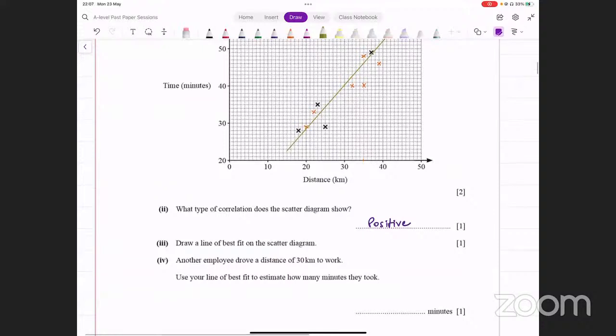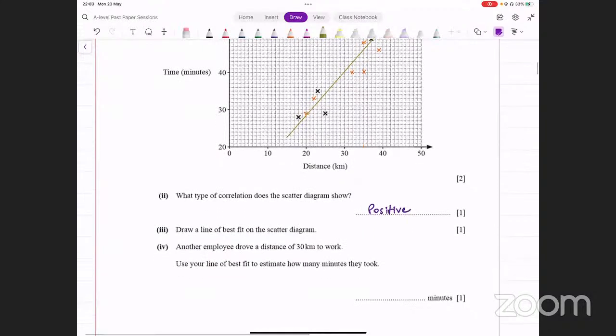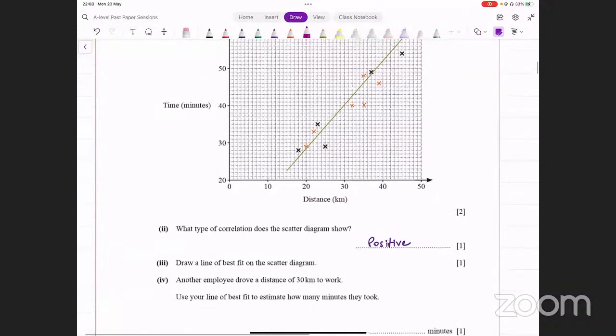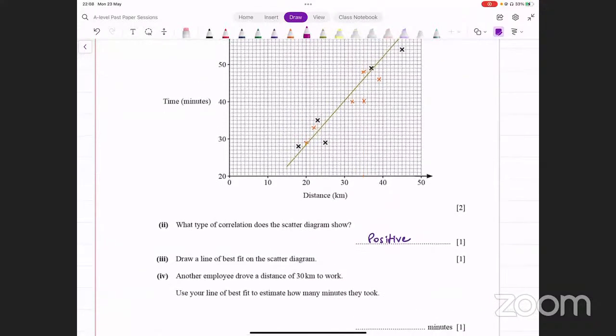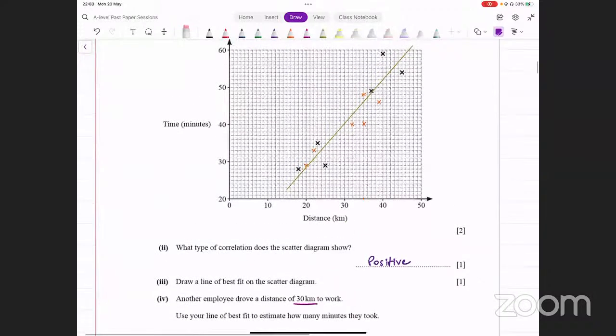So that's the line of best fit that we could draw through these points. Now it says another employee drove a distance of 30 kilometers to work. Use your line of best fit to estimate how many minutes they took. So आपने क्या करना है अब? 30 kilometers आपके यहाँ पे x axis के ऊपर आ रहा होगा. 30 के corresponding आपने जाके देख लेना है what point you've got on the line on the vertical axis.